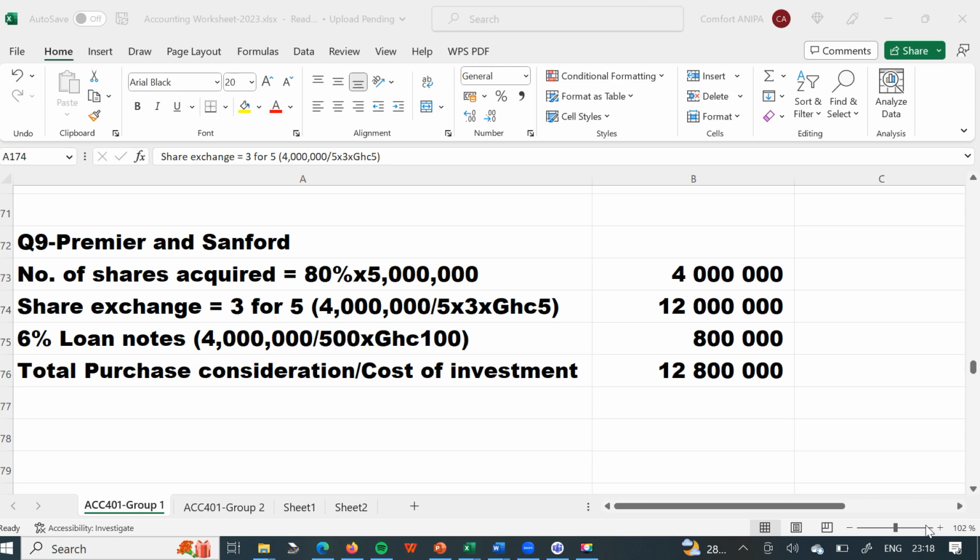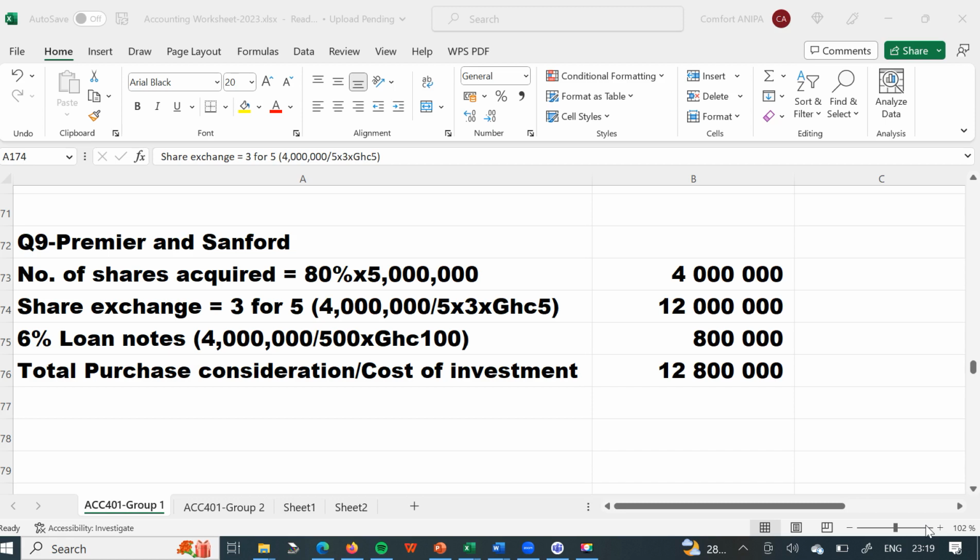And then your second element of the purchase consideration is 6% loan notes at 100 Ghana. So every 500 of the shares for 100 Ghana loan, 6% loan notes. So you divide again the 4 million shares acquired by the 500, and you multiply by 100, and that gives you 800,000. So your liability will be 800,000. You have equity shares of 12 million and liability of 800,000. So your total purchase consideration is now 12,800,000.